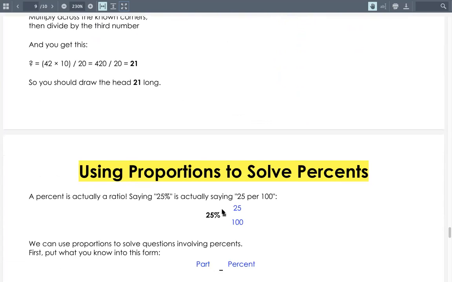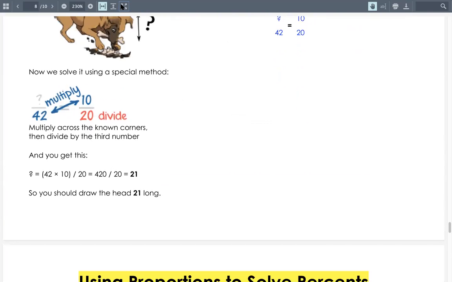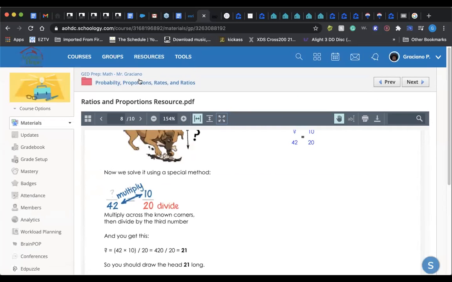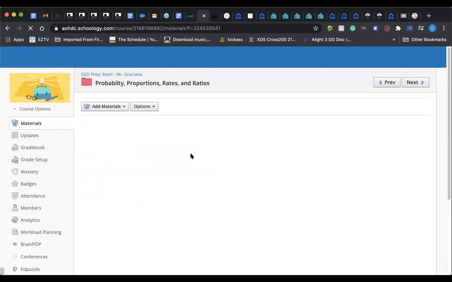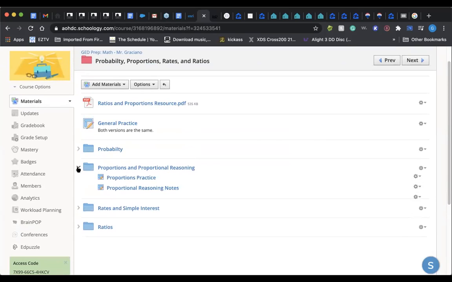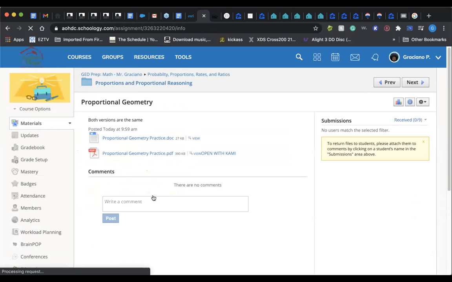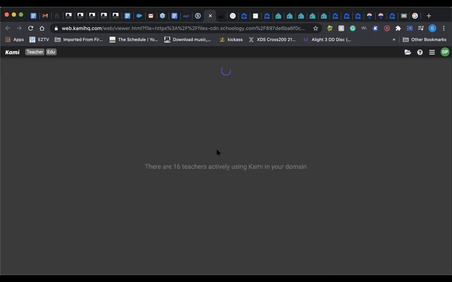So I'm going to show you guys a couple examples of that before we get into percent. Let me just go back here. So back into our folder, a nice red folder. If we go into proportions and proportional reasoning, there's a proportional geometry document. I'm going to pop open right now.